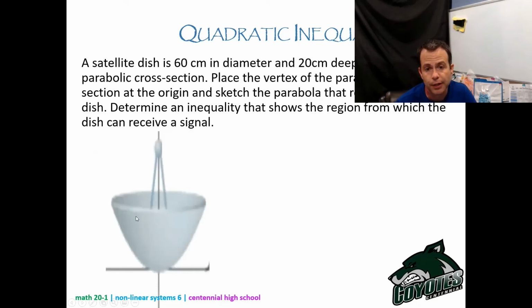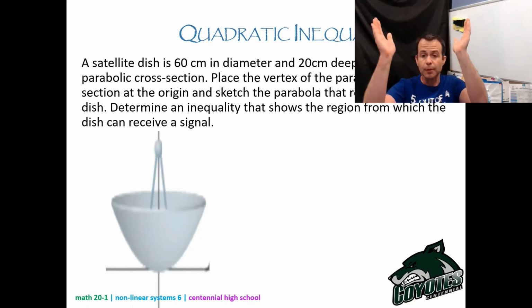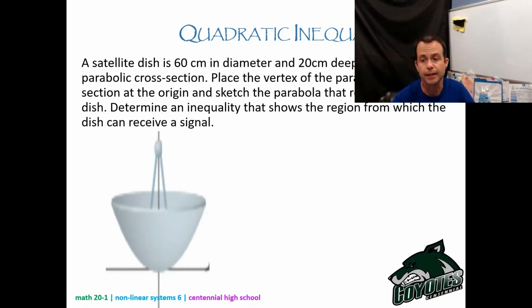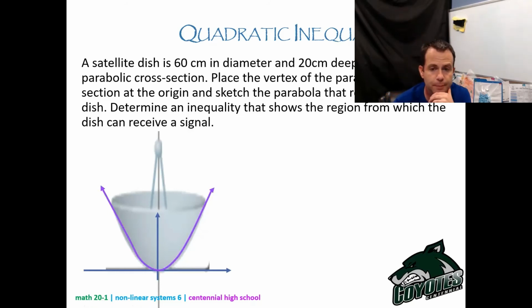Now, if you think about this, if I was to cut this in half, my cross-section would essentially look like that. So that's that parabolic shape that we're talking about. And anything within that parabola, any signal coming in will be able to come into the satellite and get picked up by the satellite. So I'm going to call the origin right here at the vertex of the cross-section. If I place an x and a y axis on top there, then I can draw in my cross-section of my parabola.